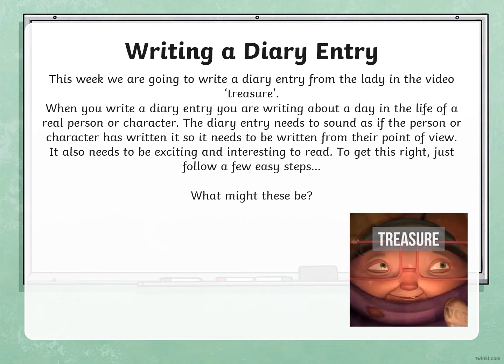To get this right, we are going to follow a few easy steps. What steps might these be? What do you already know about diaries? I wonder if you can tell me some of the things that need to be included. Have a think.